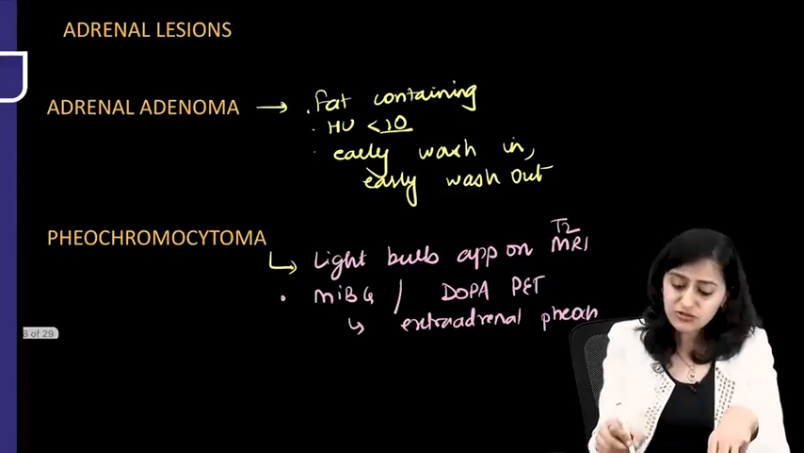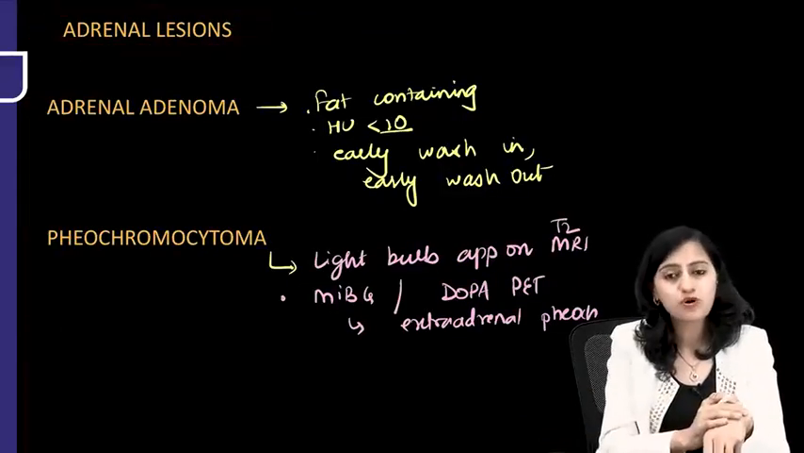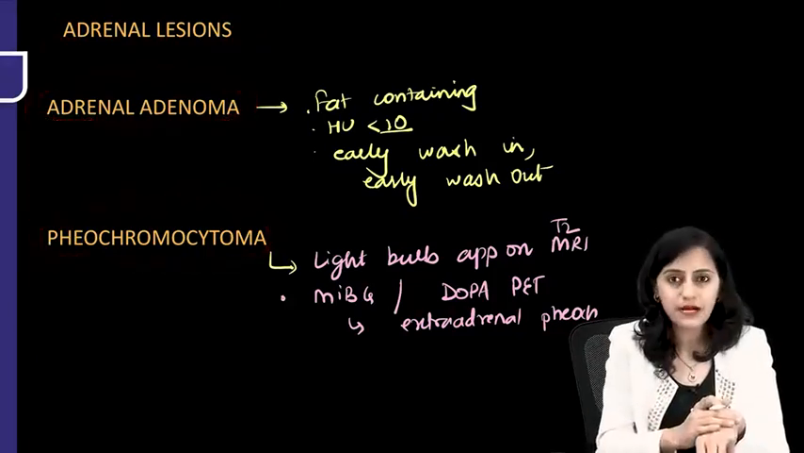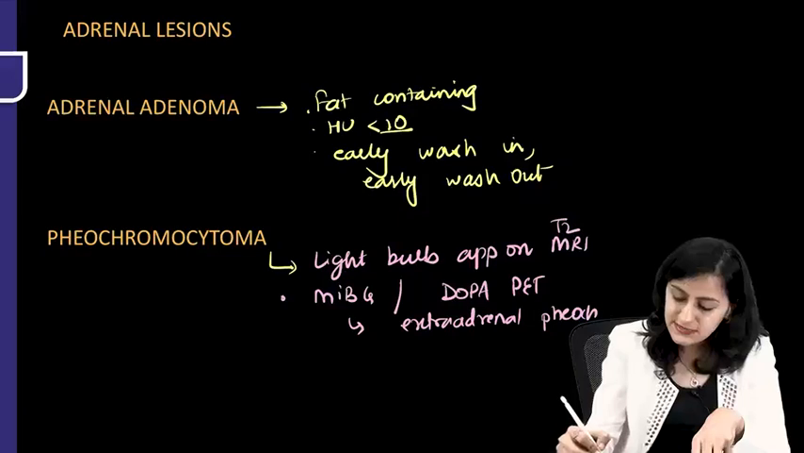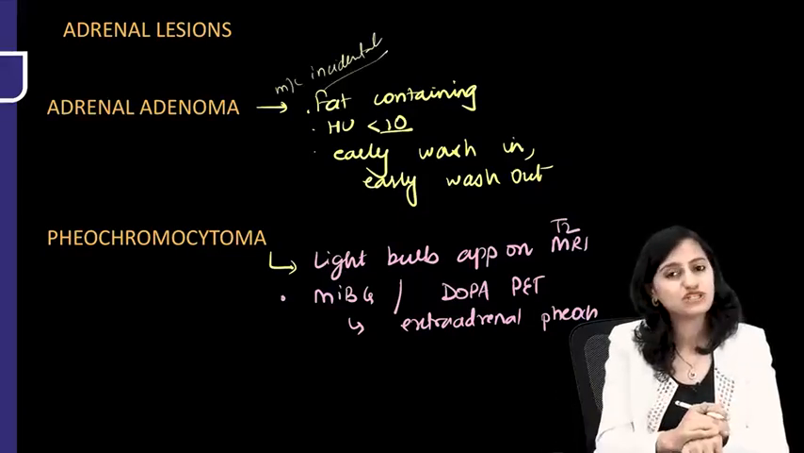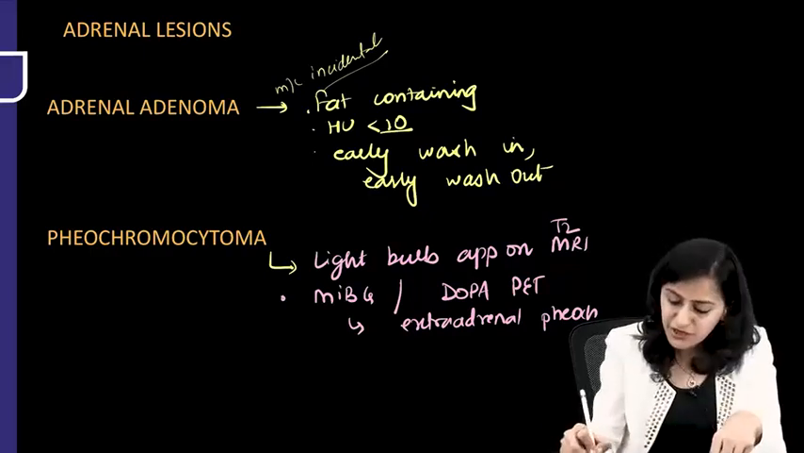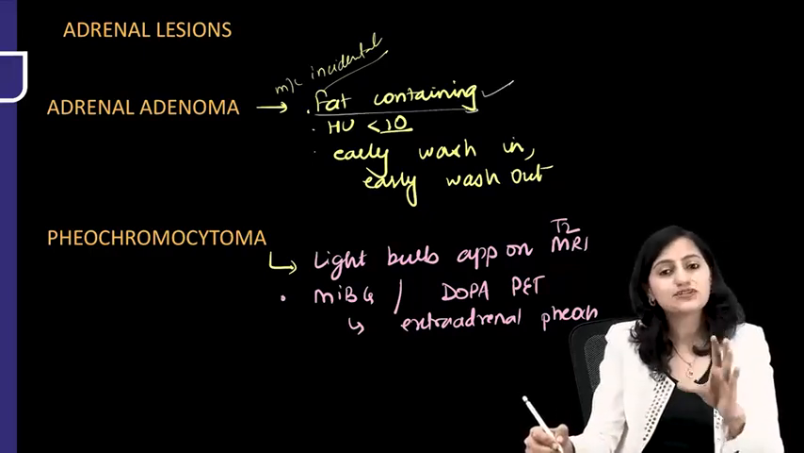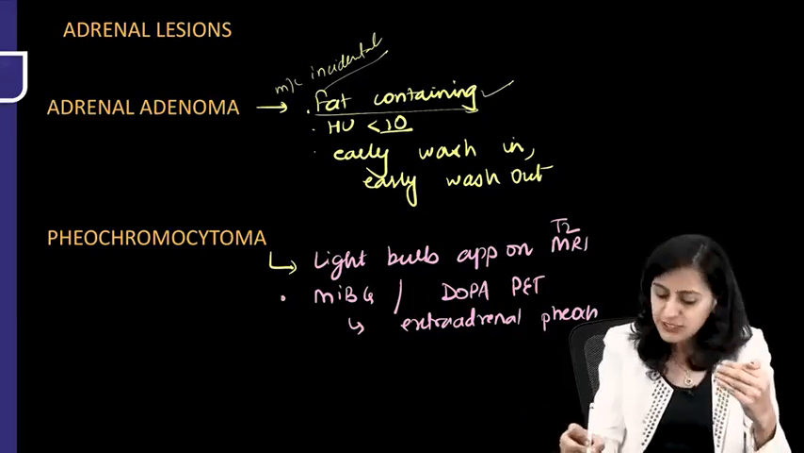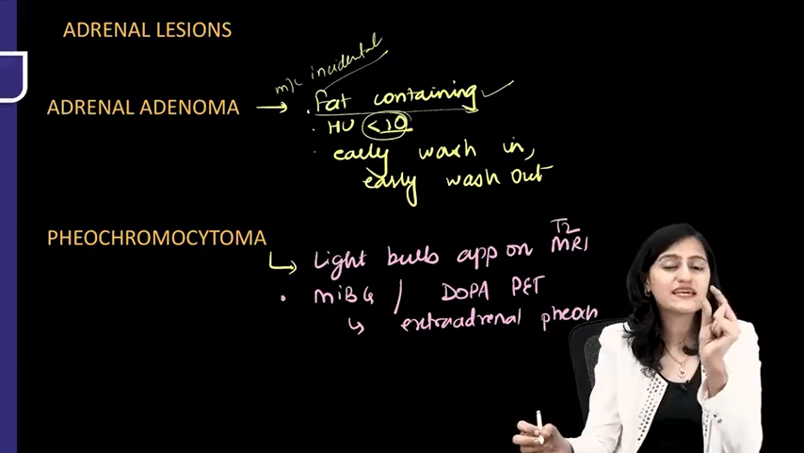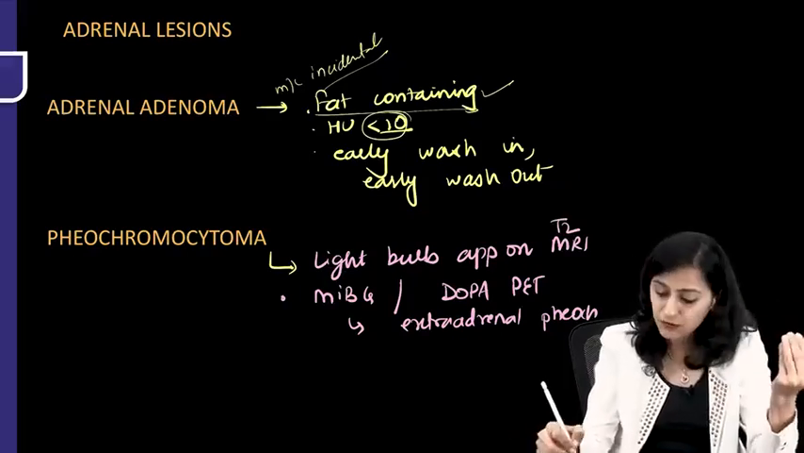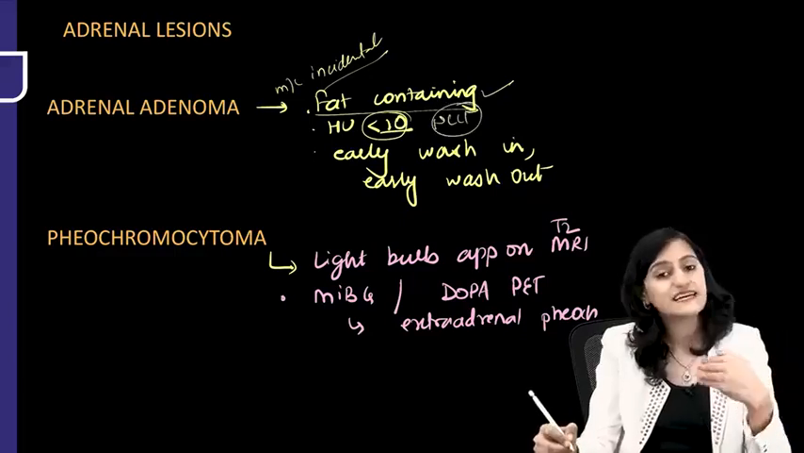Okay. Now going to the adrenal lesions, the most important being adrenal adenoma and pheochromocytoma. Now adrenal adenoma is the most common incidentaloma, that is incidentally identified lesion in the adrenal. Majority of them are fat containing, so their HU value will be less because fat has negative HU. So if you see an adrenal lesion with HU value less than 10, straight away it becomes adrenal adenoma on non-contrast CT as well.